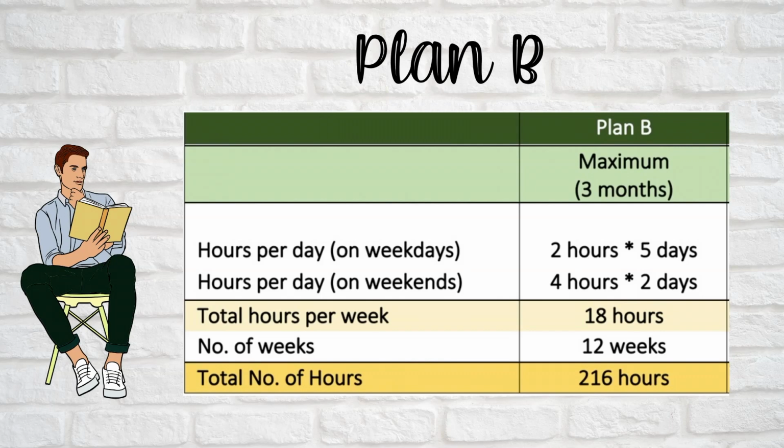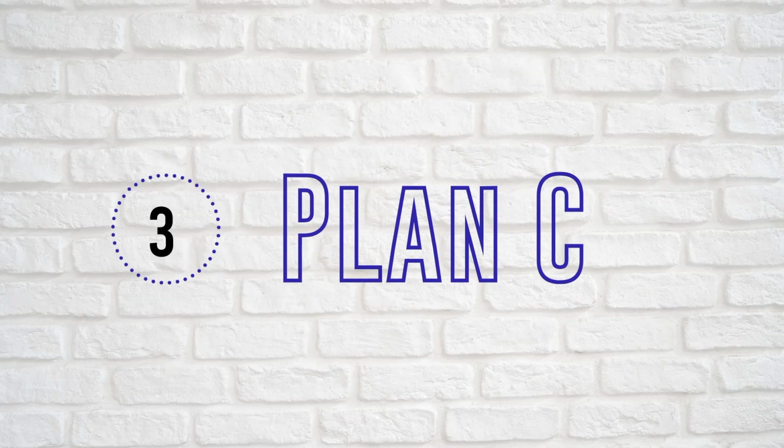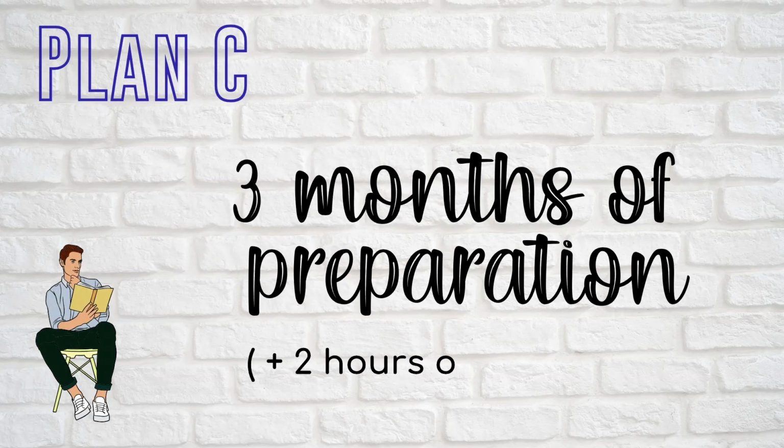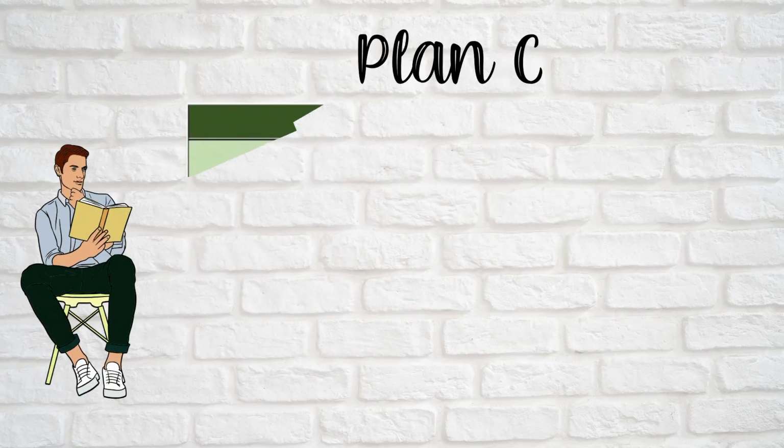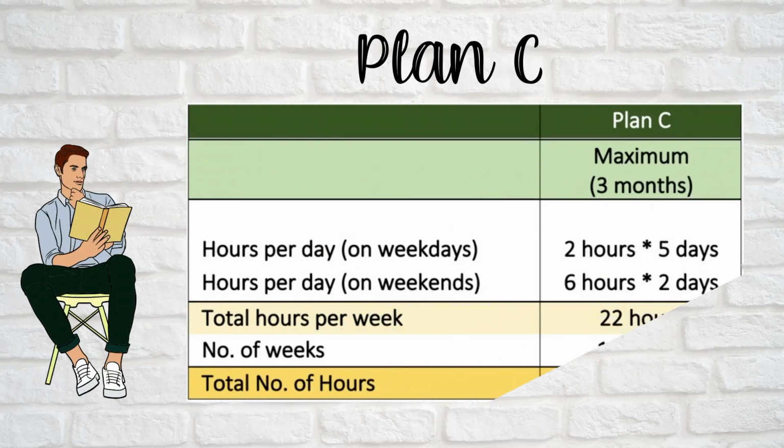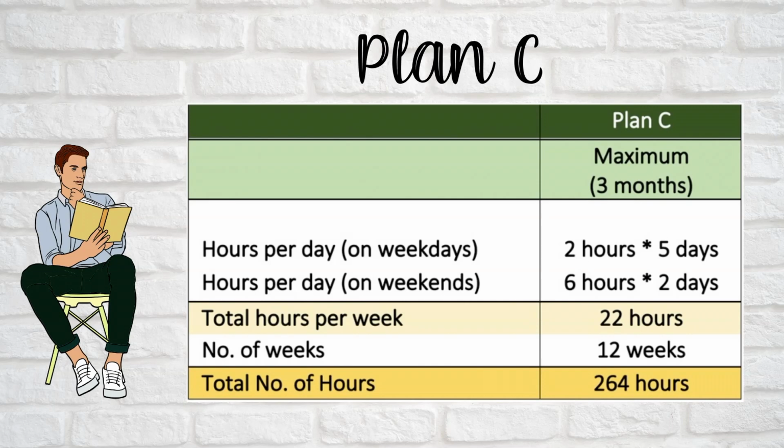And when you multiply that by 12 weeks, you'll be able to get 216 hours of study time. Now for Plan C, this is quite similar to Plan B, only that you add an extra 2 hours of study time on weekends. Following that, you'll have 22 hours of study time in a week, and when you multiply that by 12 weeks, you'll be able to commit a total of 264 hours of study time.